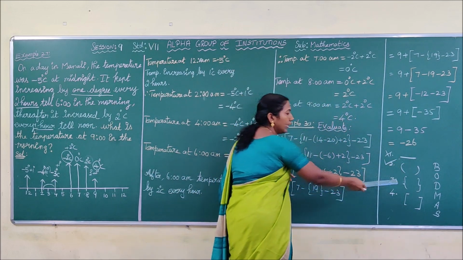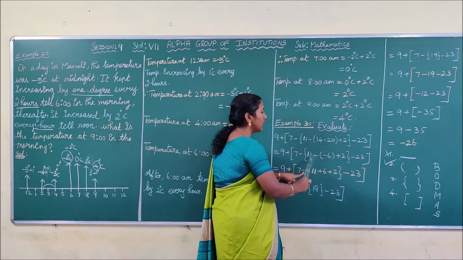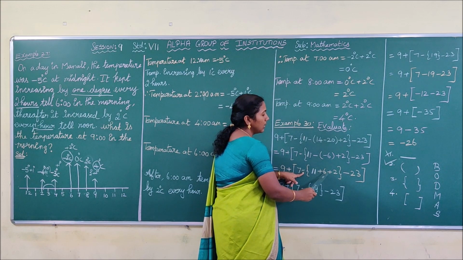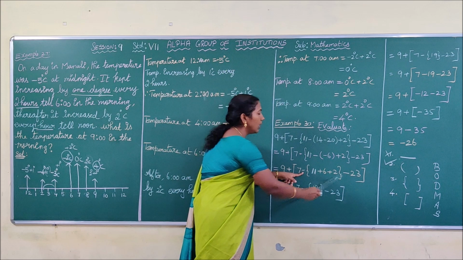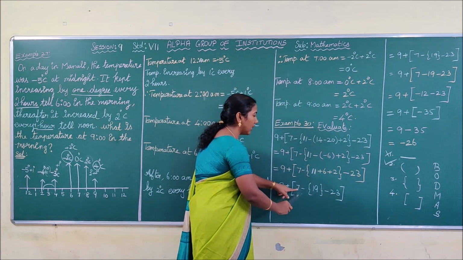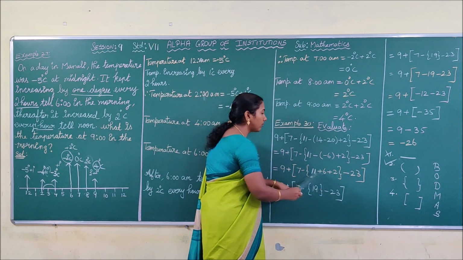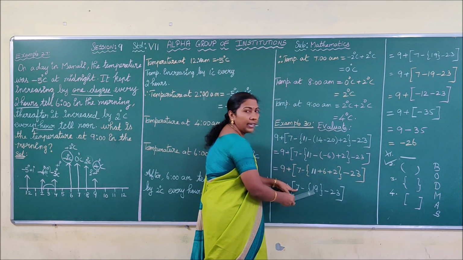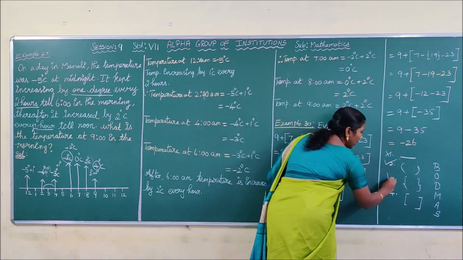Next, we have to evaluate the curly bracket. Listen carefully. 9 plus 7 minus 11. Now we are going to remove this bracket. Minus into minus is plus, 6 plus 2 minus 23. Now we are going to evaluate this bracket. 9 plus 7 minus, given integers are in the same sign. So you have to add 11 plus 6, 17 plus 2, 19 minus 23. Thus we have evaluated the curly bracket.